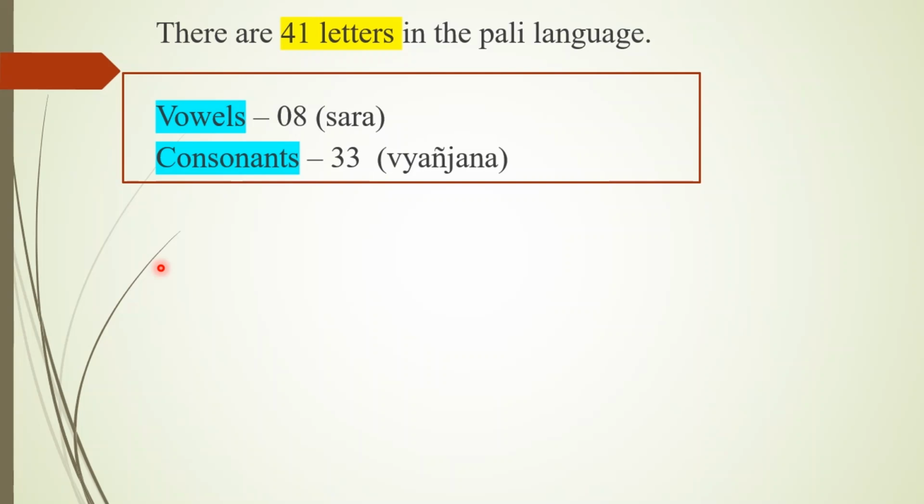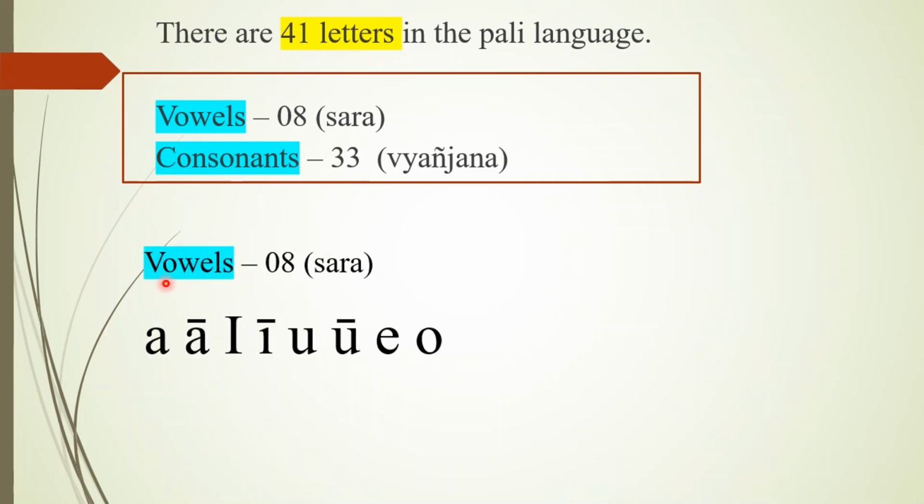In the Pali language, as I said above, there are 8 vowels and 33 consonants. What are they? Vowels. These are the vowels. 8 vowels. Sara.